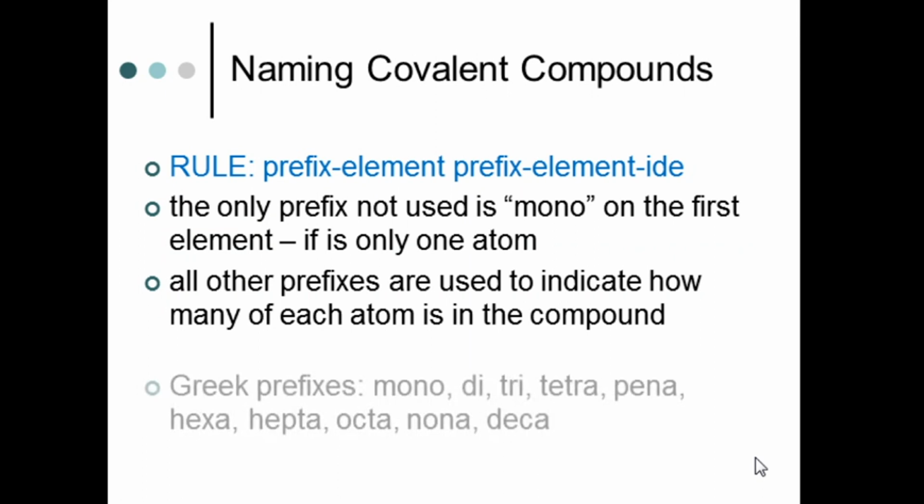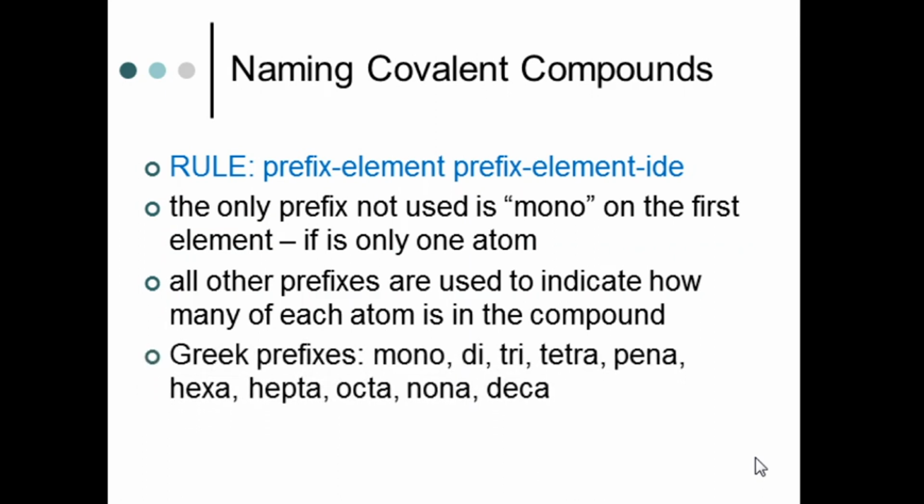And that's it. Oh, of course, a reminder about our Greek prefixes. So the same Greek prefixes that you guys used for naming hydrates: mono, di, tri, tetra, oh, spelling error, penta, not penna. That should be penta, you guys. Hexa, hepta, octa, nona, and deca. So those are the prefixes that we are going to use when naming these covalent compounds. So I'm just going to pause this for a second and switch over to my whiteboard.